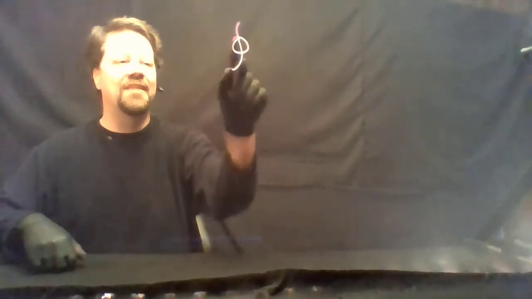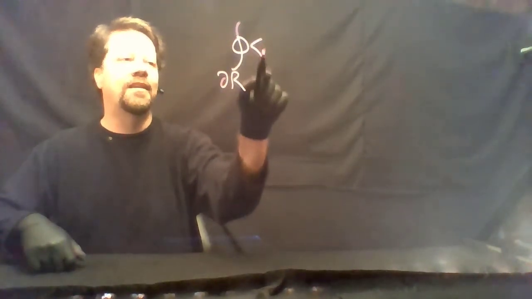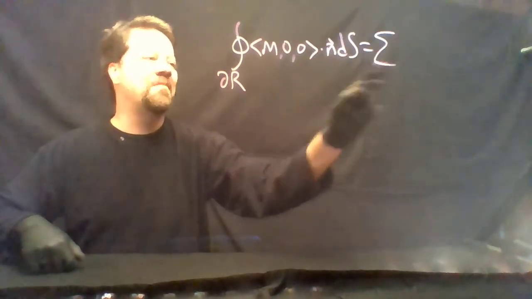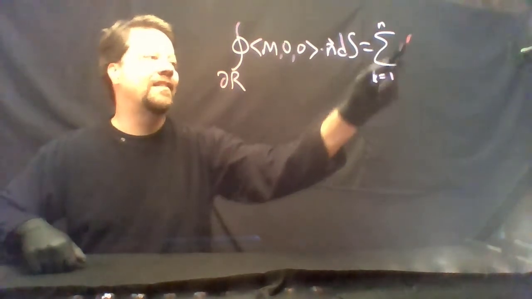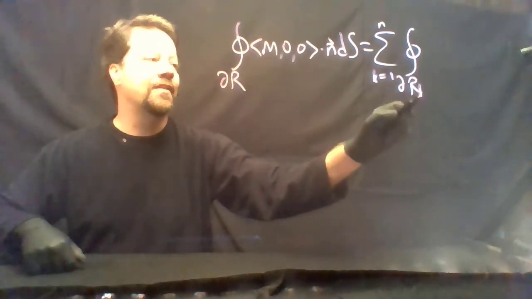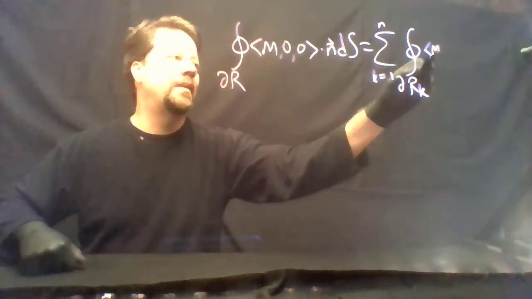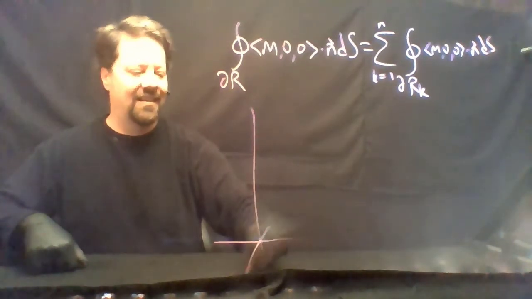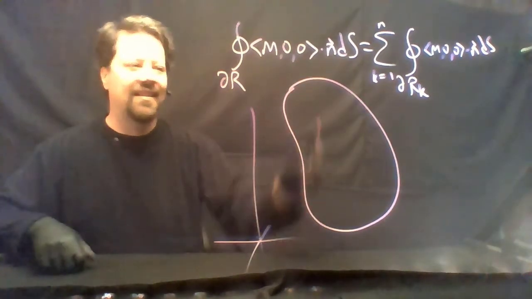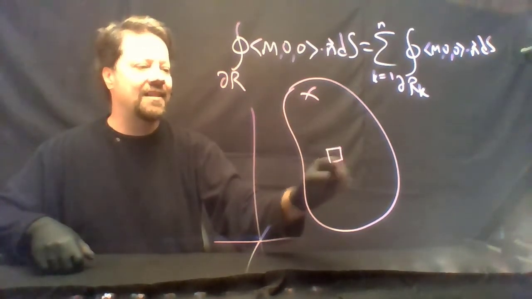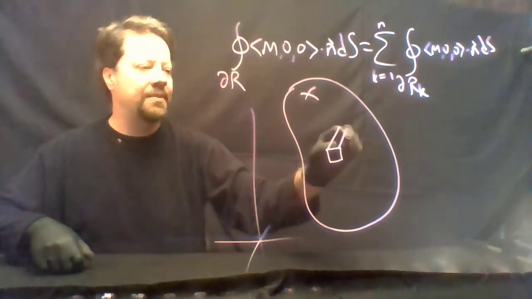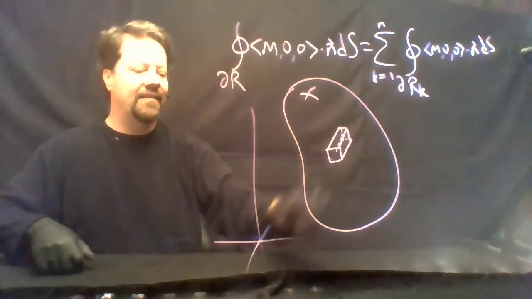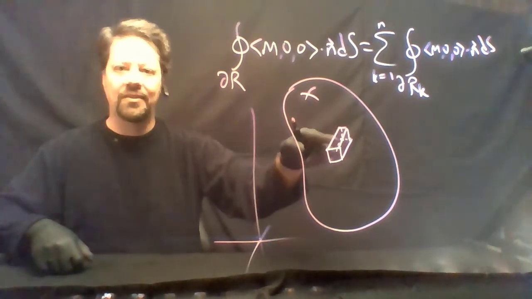We'll have the integral around the boundary of R of M0 dot n dS will be the sum on k, as k goes from 1 to n, of the integral around the boundary of the R sub k's of this M0 dot n dS. And we're going to be slicing this into little French fry shaped parallelograms or parallelepipeds like this, where the slices are going parallel to the x-axis.